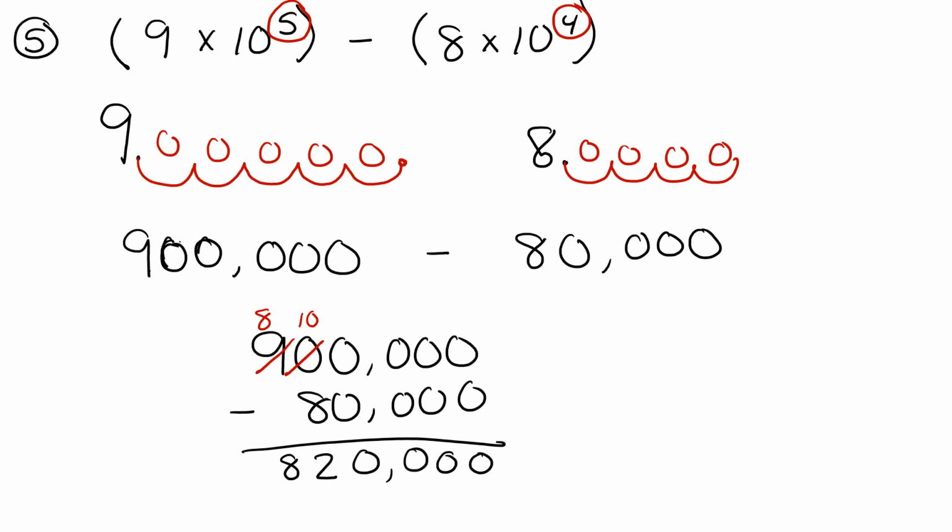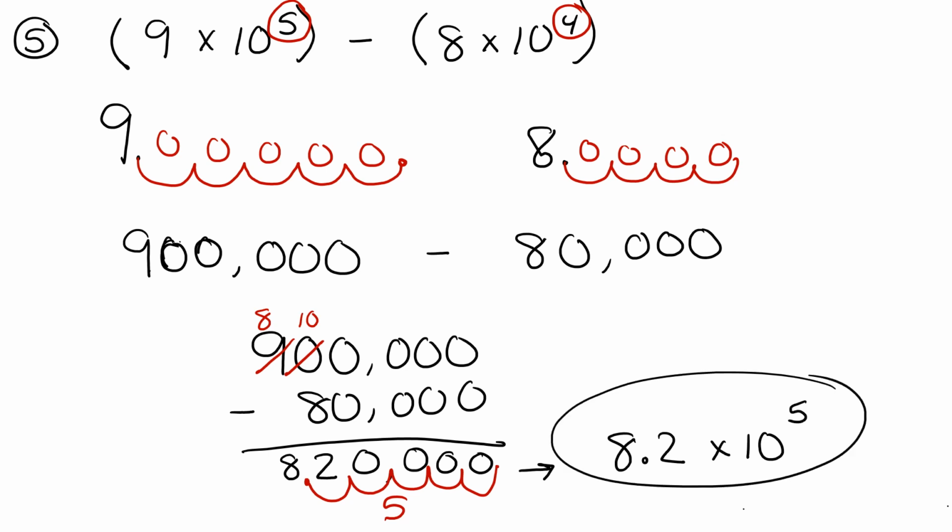We want to take that answer. We want to move the decimal point back towards the front 1, 2, 3, 4, 5 times. And so our final answer becomes 8.2, always times 10, and that's towards the 5th power.